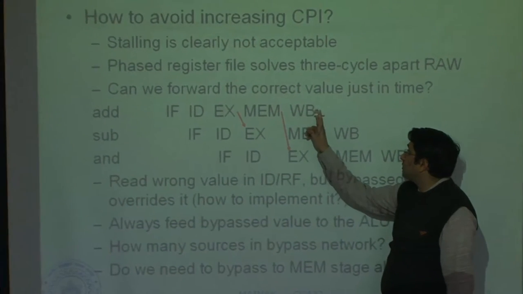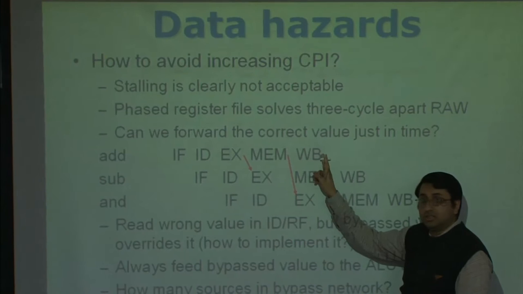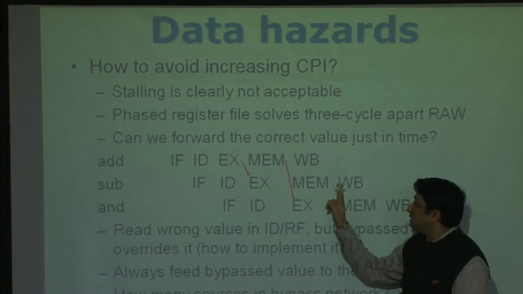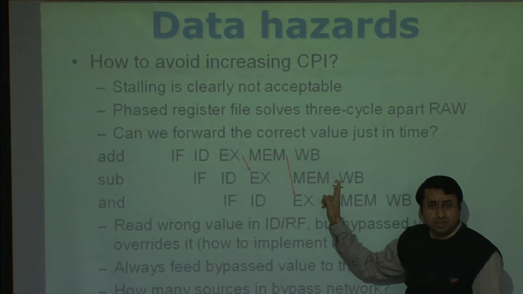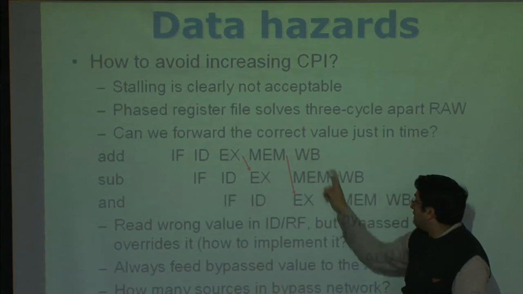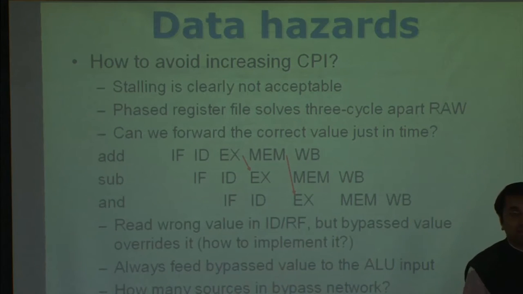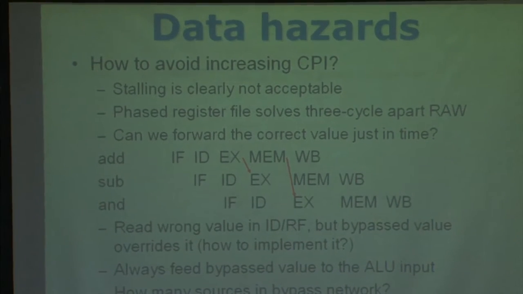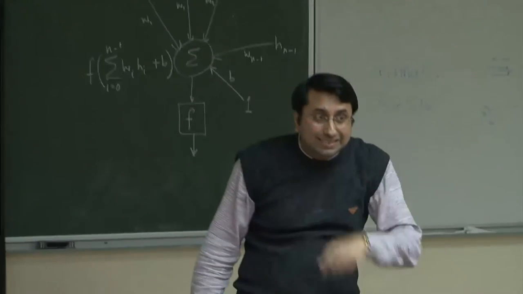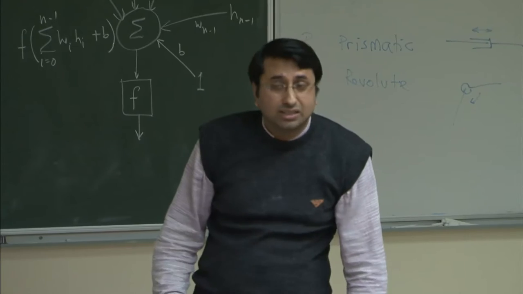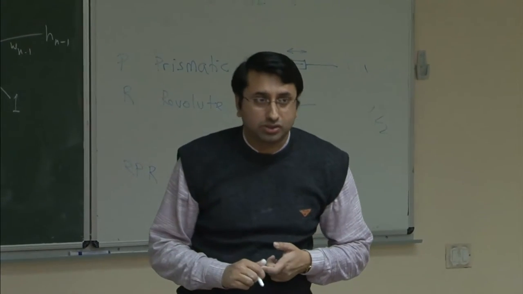If I want to bypass from here to here, that means I'm bypassing the result of this instruction to this instruction for it to write back. That doesn't make any sense, right? Why should I do that? What about this to this? What does the memory stage need? It needs an address for sure, and it needs a value for store instructions.